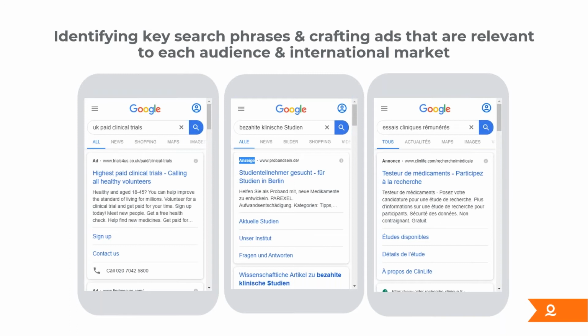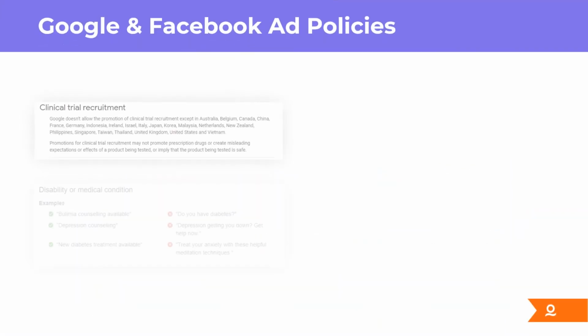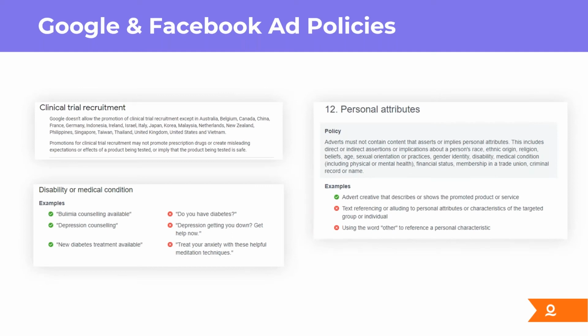Unfortunately, that's exactly what the digital marketing arm of WeLocalized is set up to do: run effective, efficient, multilingual, multinational digital ad campaigns. So that's all very doable. Clearly, clinical trials can be a sensitive market, and we need to be mindful of the media owner policies. Google only allow clinical trial advertising in certain countries. It also doesn't allow clinical trial ads to promote prescription drugs, create misleading expectations for a product being tested, or imply that the product being tested is safe, obviously.